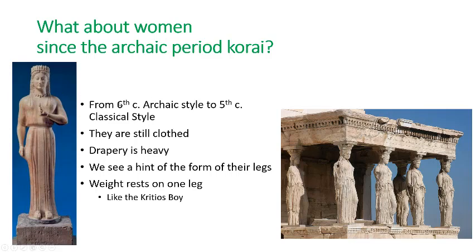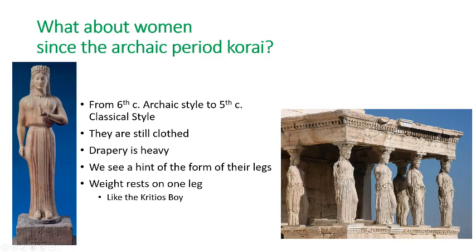So, from the Archaic period, we enter the classical period, and we notice that women, especially looking over here, are still clothed, right? But the drapery becomes really heavy. So we can't really see much. We don't have too much of a clue as to the shape of her body. It might be possible that she has hips, and we see a slight lump for a breast there, so there's an indication that there's something under there.